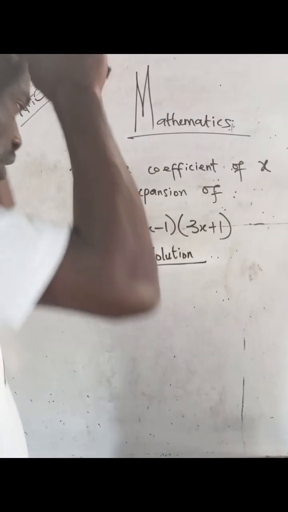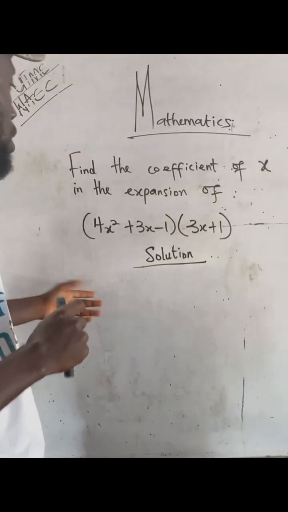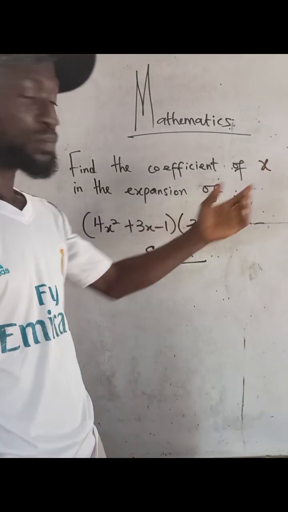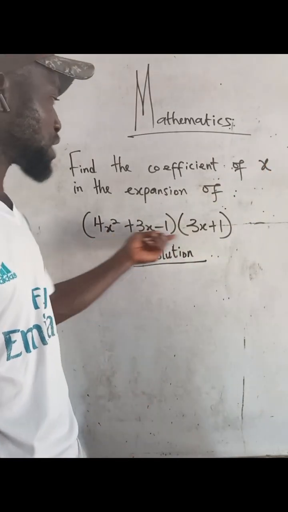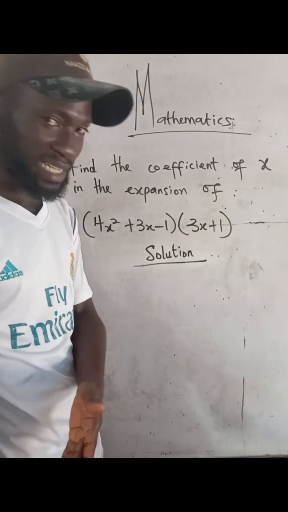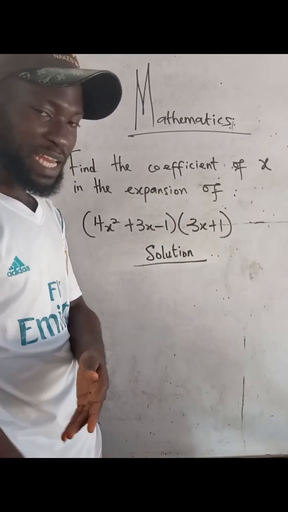Good day, everyone. Today, what we have on the board is finding the coefficient of a particular entity inside this question, which means the expansion of this. You find the coefficient. Coefficient means what is standing by its side. Look at the board now.